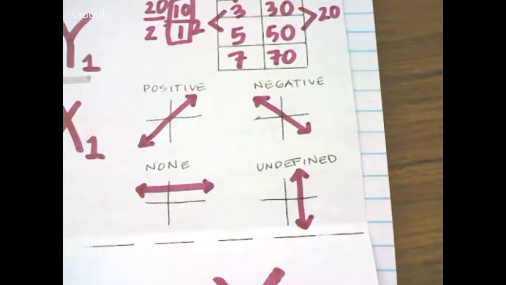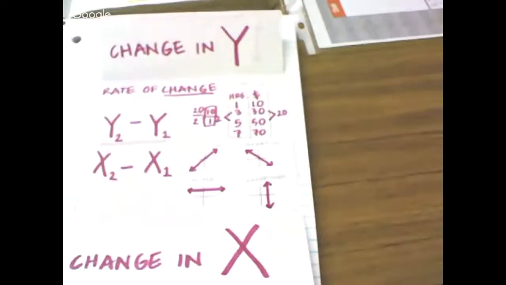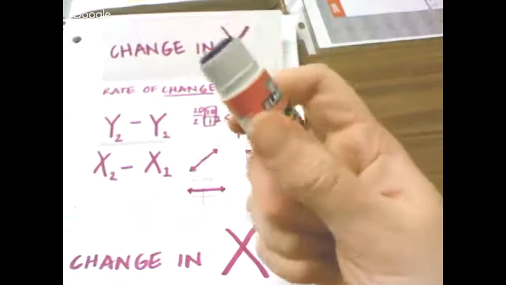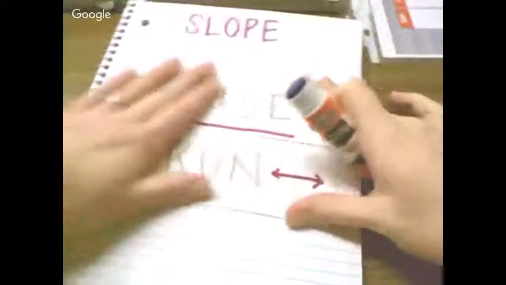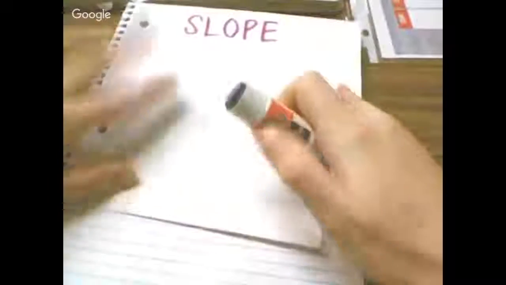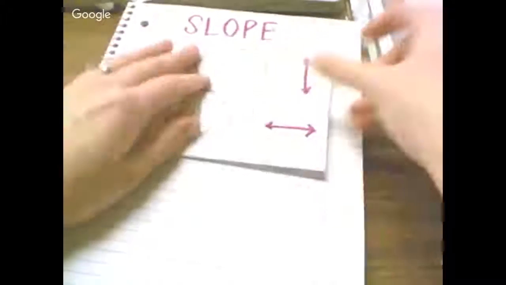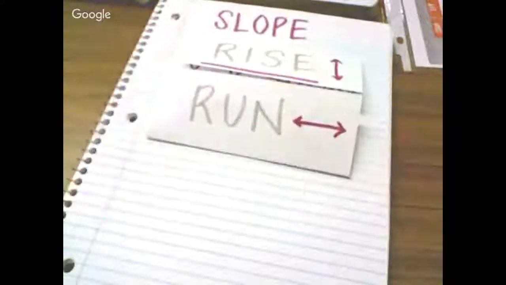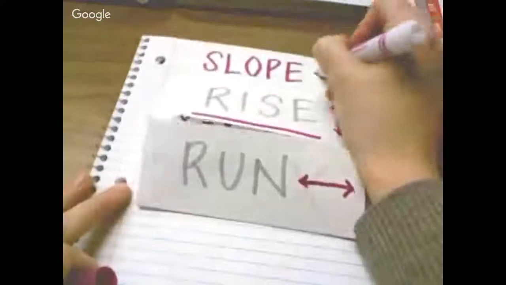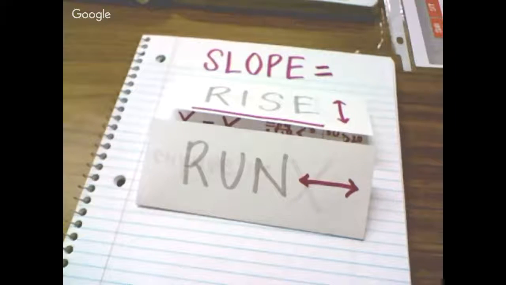So let's do some practice. So what I want you to do with their foldable, we are going to take our glue stick, close this up, we're going to glue it in. So we can say slope equals rise over run.